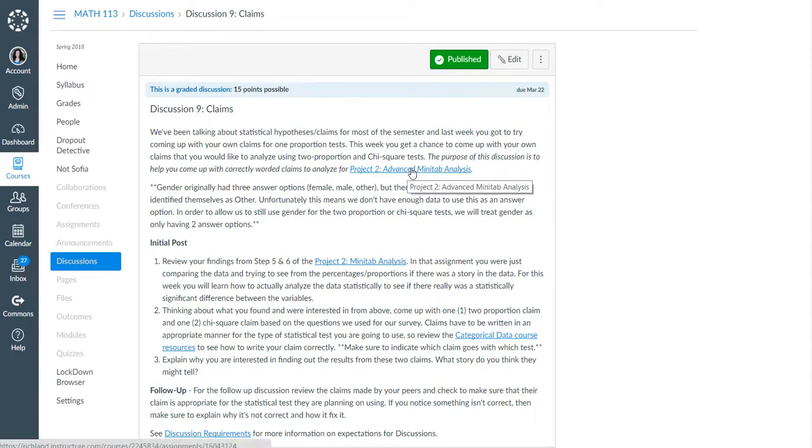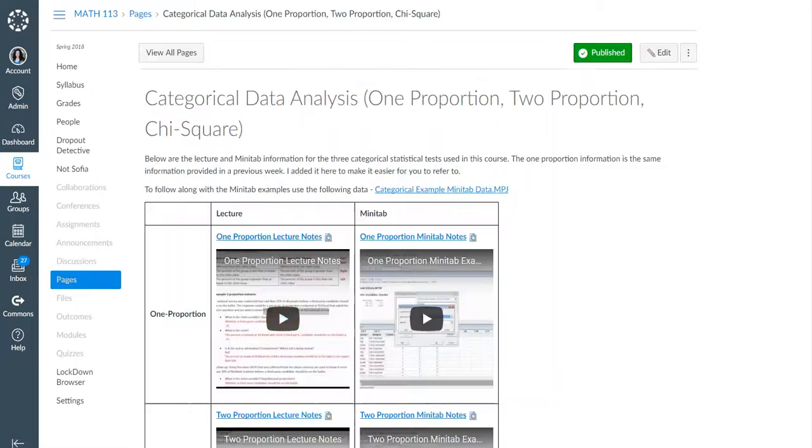When you actually go to do the advanced Minitab analysis, I've provided an updated Minitab file. Please use that updated Minitab file because I removed the other as a gender. I removed that off of there, and that is the correct one to use. But as you're writing your claims, you can now treat gender as having two answer options. So make sure to review.